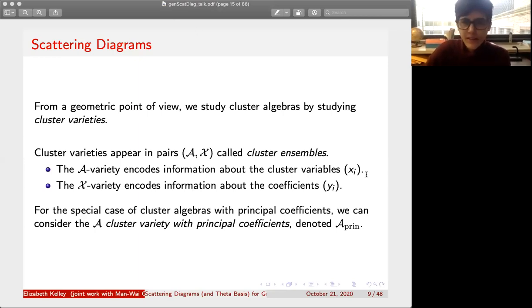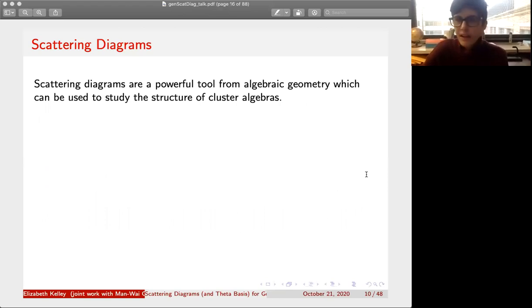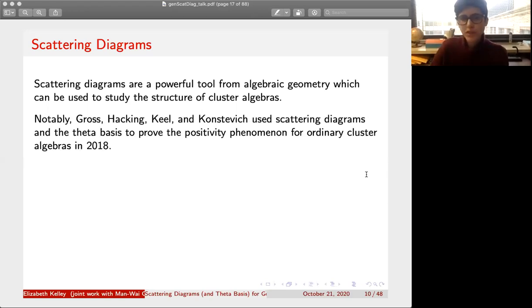Okay, so now we're ready to set up the idea of a scattering diagram. So scattering diagrams are tools from algebraic geometry that can be used to study some of these structural properties of cluster algebras. So sort of most famously, I guess from my perspective, Gross, Hacking, Keel, and Kontsevich used scattering diagrams and the theta basis, which we have not defined, to prove the positivity phenomenon for ordinary cluster algebras.